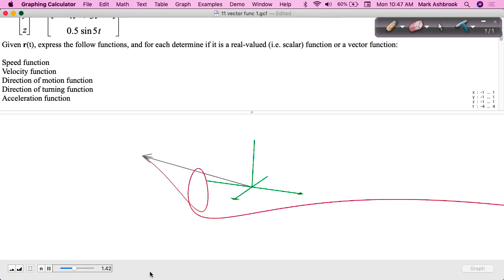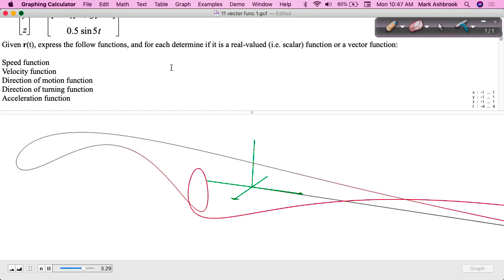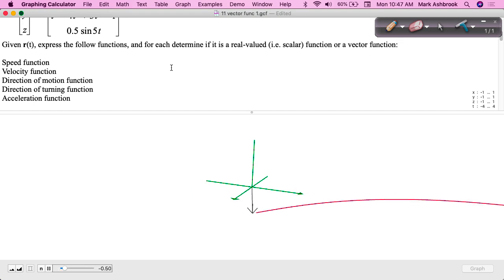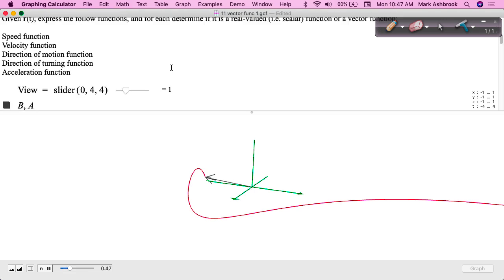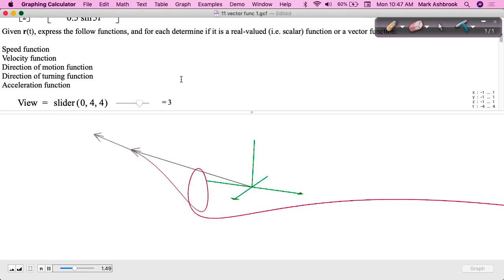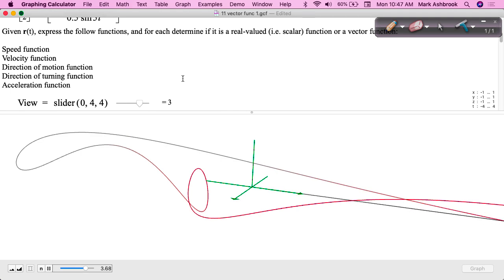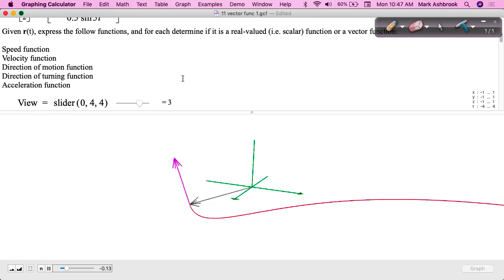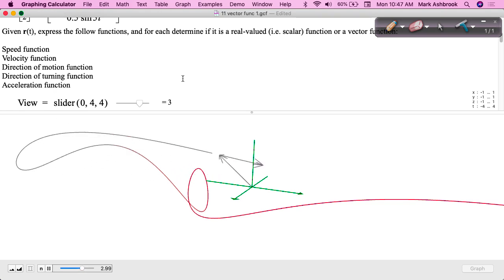Okay, so let me just show you some. Last time we determined for all these functions whether they were real valued or vector functions. We're not going to go over those again, but let me show you. We'll just pick one here. So here's one of those. Which one is this one that I'm showing you now? Is this purple vector the speed function, the velocity function, the direction of motion function, the direction of turning function, or the acceleration function?